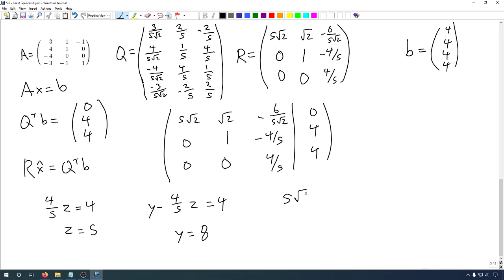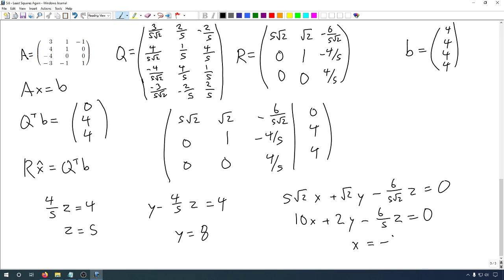Finally, we have 5√2 times x plus √2 times y minus 6/(5√2) z is equal to 0. If we multiply everything by √2, this becomes a 10 because the two √2's will become a 2. This becomes a 2, and here the √2 on the bottom will cancel out, and I'll just leave it as 6/5 for the moment, but multiply by z. We stick in our numbers, so we know that z is 5, so this will be a 6 here. y is 8, so this will be a 16. So 10x plus 16 minus 6 is equal to 0. In other words, x is going to equal negative 1. So our least squares solution is (-1, 8, 5).